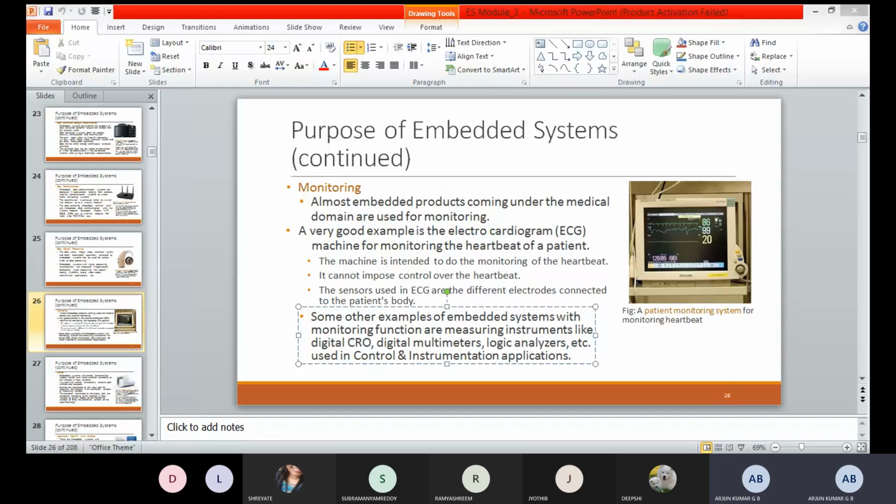Other examples given are a digital CRO, digital multimeter, logic analyzer, signal processor, and signal generators. These are some other examples for monitoring systems. Almost all embedded products under the medical domain are used in monitoring. There is a very good example in the diagram in the slide: an ECG machine, monitoring the heartbeat.